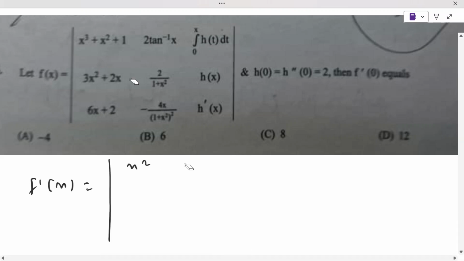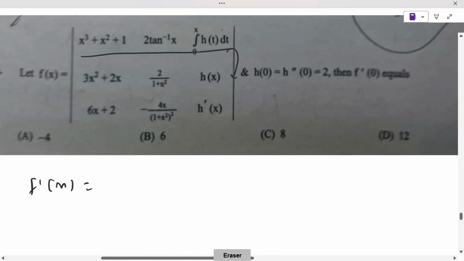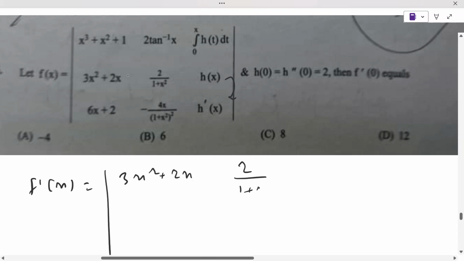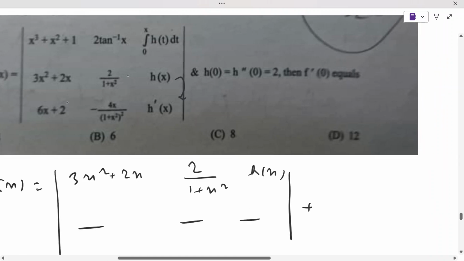Actually, you should differentiate row-wise, because the derivative of this one is this one, and the derivative of this one is this one. So 3x² + 2x, then 2/(1+x²), then we have h. Now it becomes two identical rows, isn't it? Plus, now you differentiate this one. This one is there, this one is there, so again it is zero, right? This one got matched. Fine.